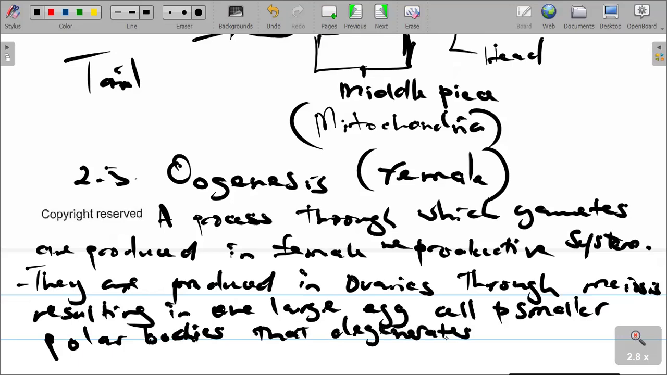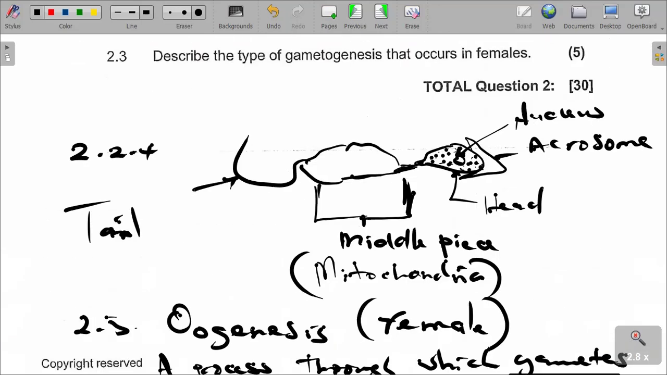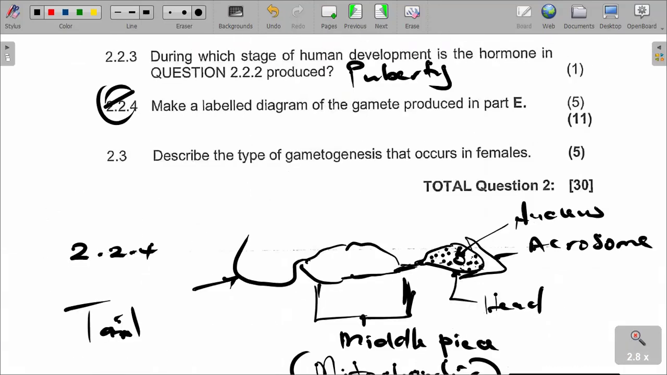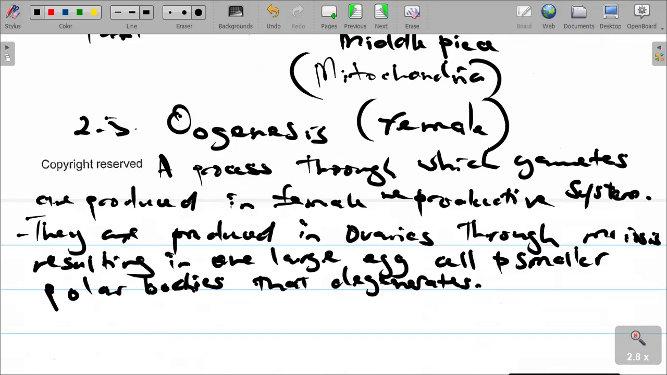And then it begins before birthing. The process basically begins before birthing and is completed after puberty during the menstrual cycle. That's what we can say there in terms of this oogenesis process. And again, don't forget that it produces haploid gametes.